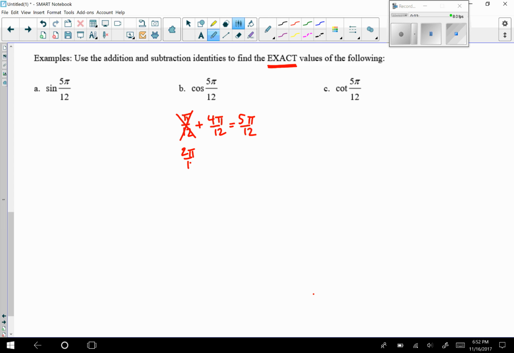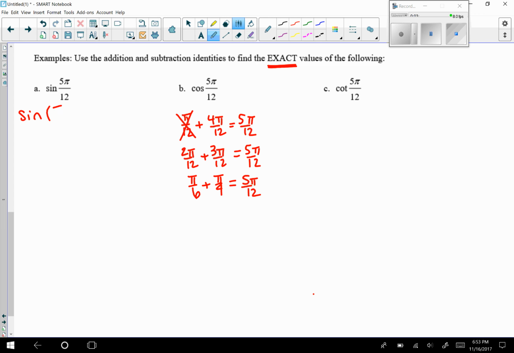So 2 pi over 12 plus 3 pi over 12 is equal to 5 pi over 12. And since we know this, then I look at 2 pi over 12, that actually reduces into pi over 6, and 3 pi over 12 reduces into pi over 4. And both these numbers are on my unit circle, and since they equal 5 pi over 12, we can use these in my sine addition identity to find the exact value of the sine of 5 pi over 12.